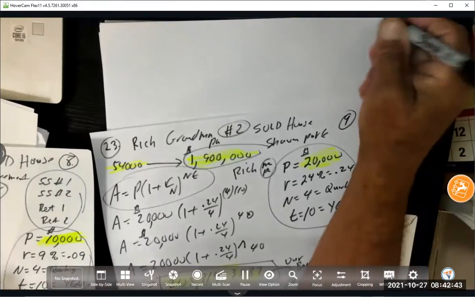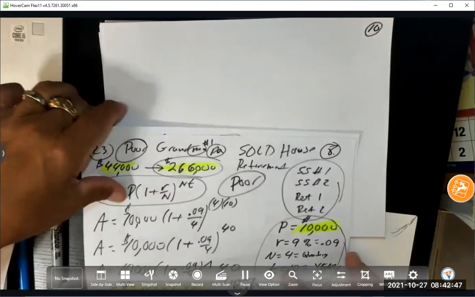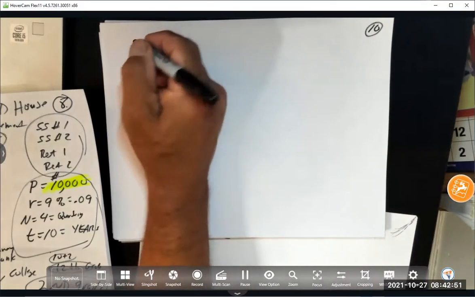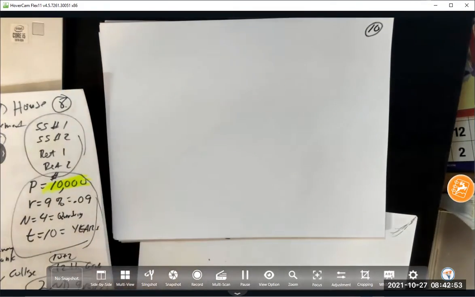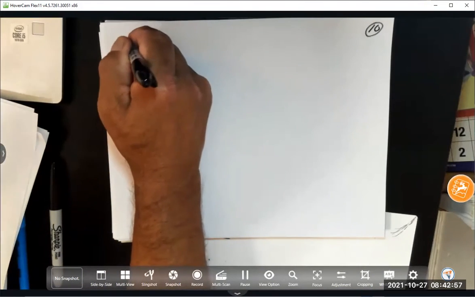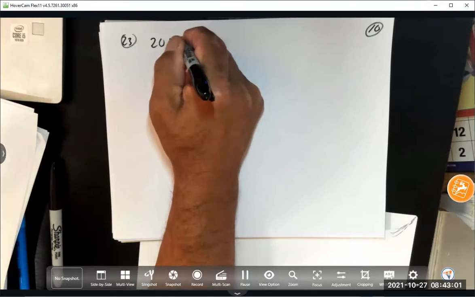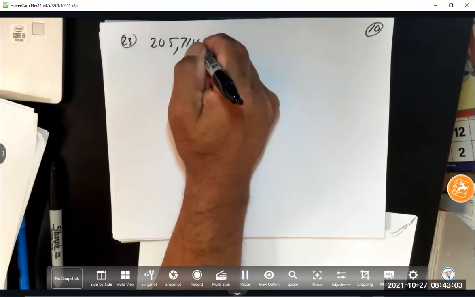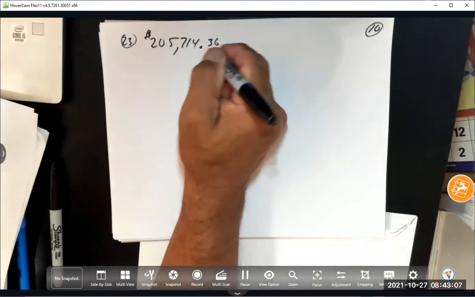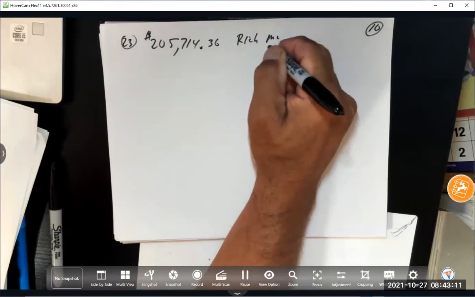So now let's go back. Now let's do something with the money. All right. So let's go back again. Poor grandma, grandpa. They left us cash too. The rich grandma, she left a big chunk. All right, this is 23 again. They left you a big chunk of money. 205,714 point, and I'm gonna say 36 just to round it off.